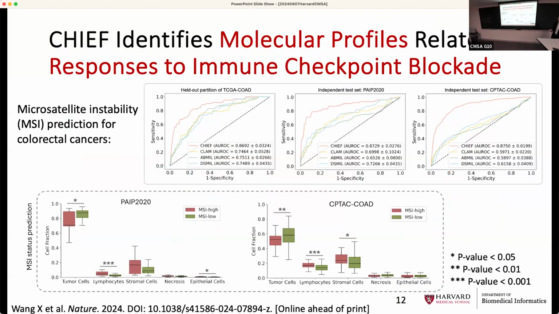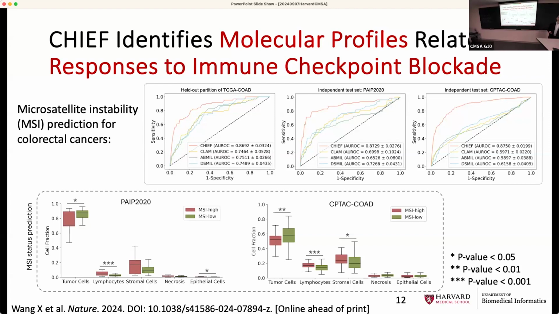So there are many biomarkers and many molecular profiles related to the response of such novel treatment, which won a Nobel Prize in 2018 in physiology and medicine. And we show that for one of the well-established biomarkers, microsatellite instability, or MSI, we have fairly good prediction among colorectal cancer patients, with an area under the curve of more than 0.86 across different populations.